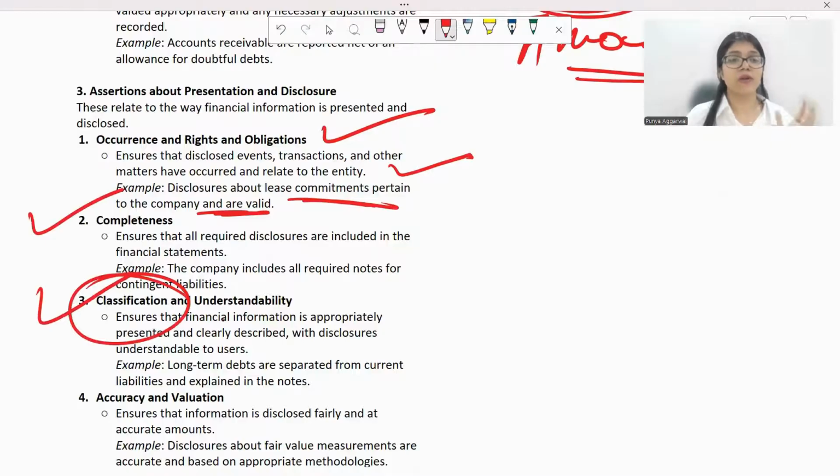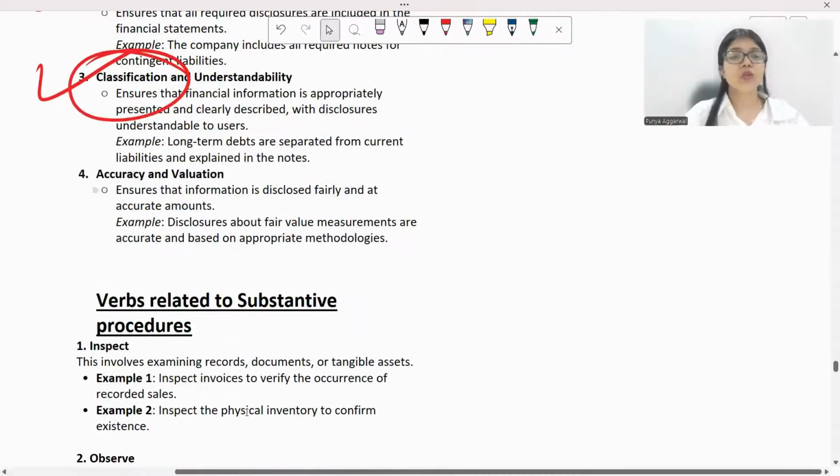Classification, again, I've classified between, as I said, the long-term debts, the current and non-current liabilities. So I will be making a disclosure as well for that, right? That they are as per the local legislation. So again, that is the classification thing. Accuracy and valuation about the fair value of the particular item.